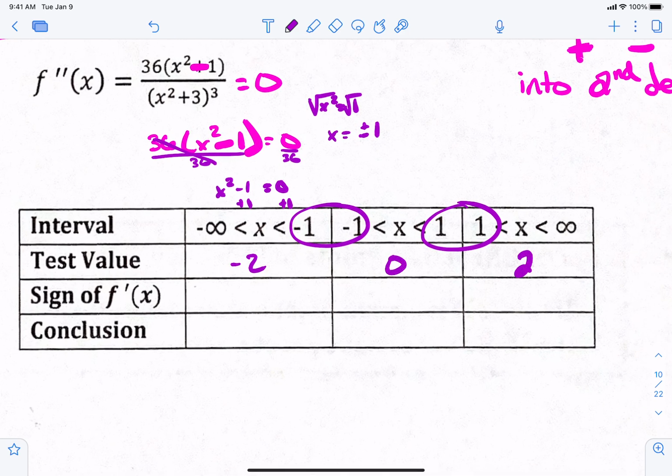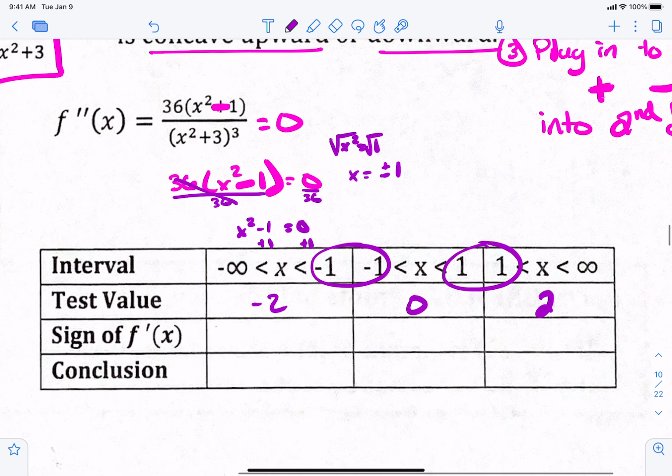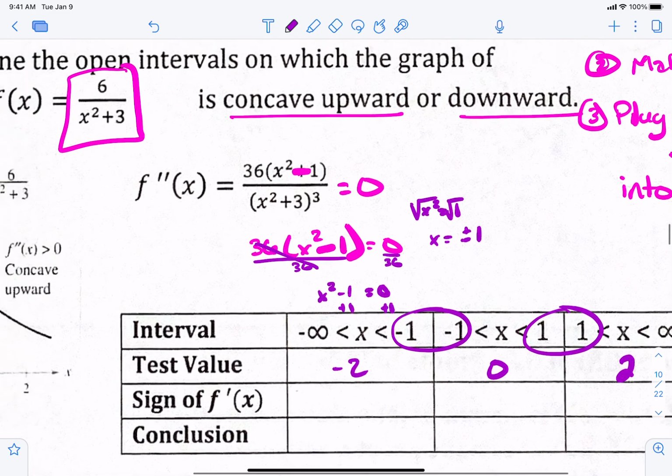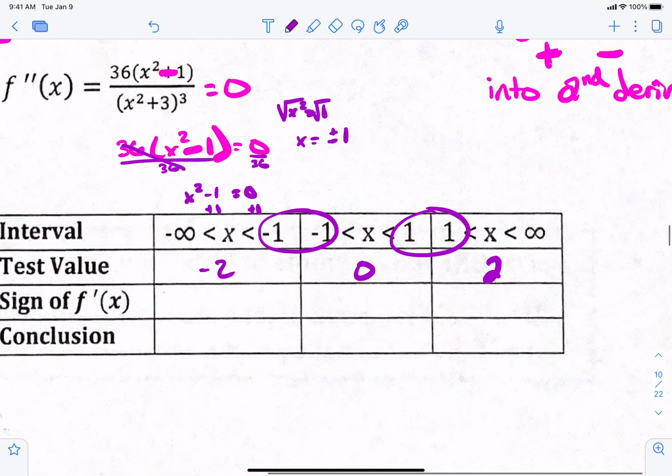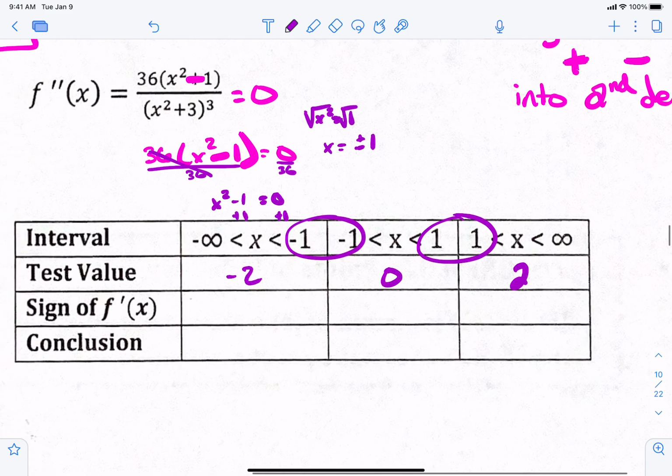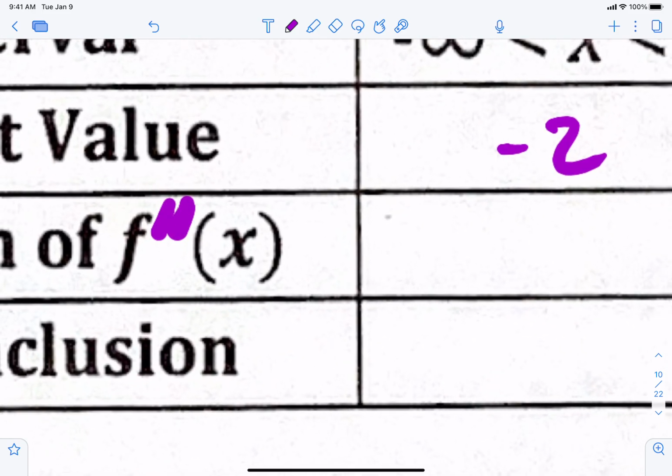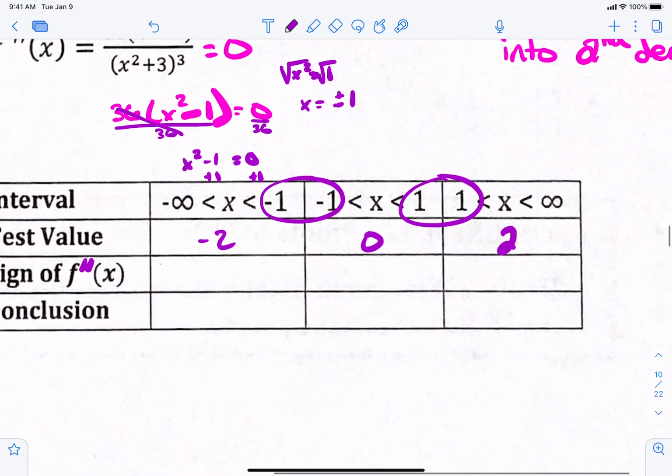Wait, we can't use 0, can we? Yes, we can. Plug into that one, right? Yeah, because we're plugging into the second. Even if we plugged into the original, you have the 3 on the bottom there, so it's fine. Okay, and this is another typo that I have in here, this should be the second derivative, so double prime there. We're plugging them into the second derivative, okay?